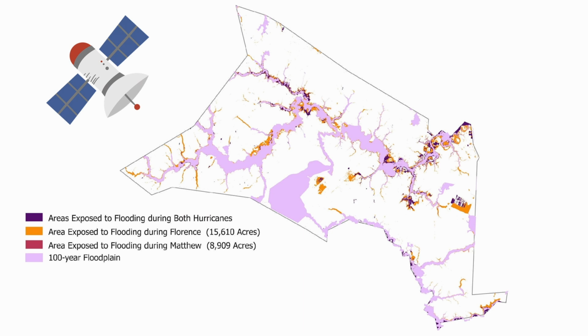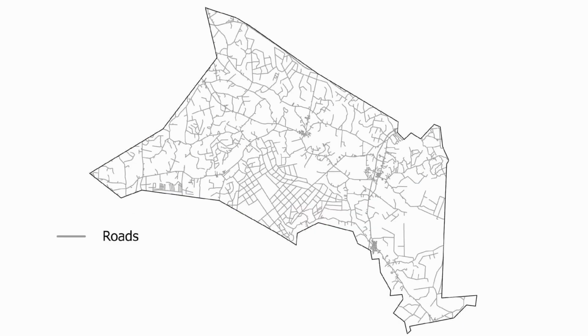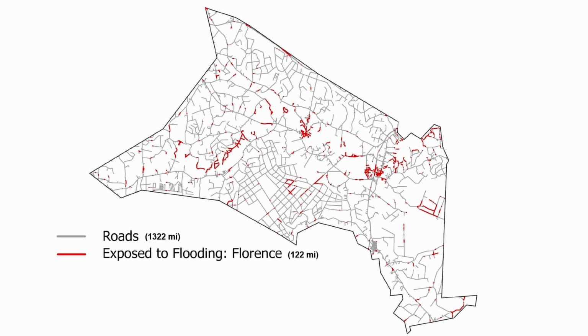This is from USGS, and it used the satellite imagery so you could see what was actually covered by water, and this gave us a little bit better understanding of how roads were actually covered by water, or if they were elevated, or maybe there was a bridge. So you can see that a very significant portion of land outside of the floodplain was flooded during those big hurricanes. Here are all the roads in Jones County, and here's how much was exposed to flooding during Florence.